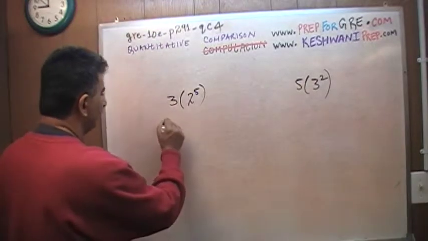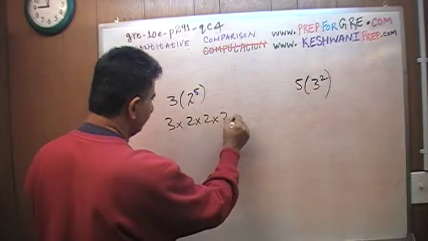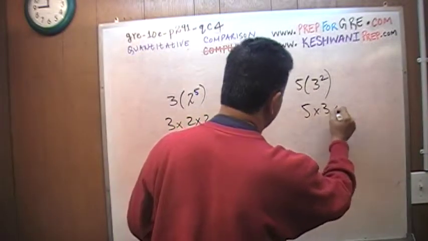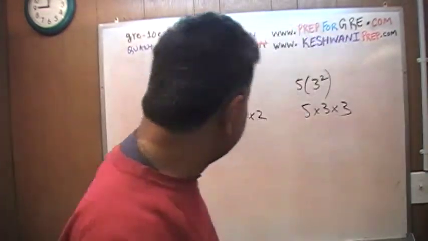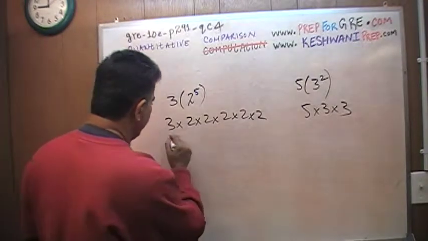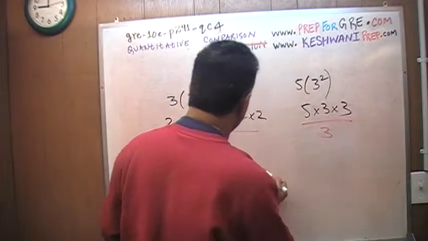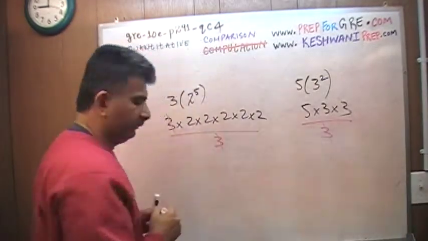So here's what you do. Open it up. 3 times 2 to the 5th is the same as 3 times 2 times 2 times 2 times 2 times 2. And here I have 5 times 3 times 3. The very first thing I notice is that 3 appears on both sides. So if I were to divide both columns by 3, this 3 will drop out like this.